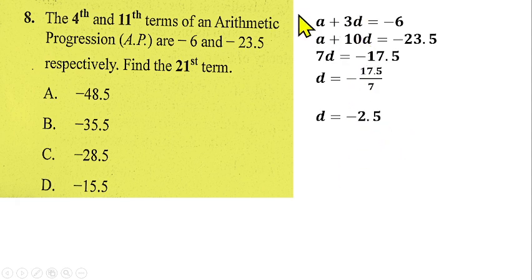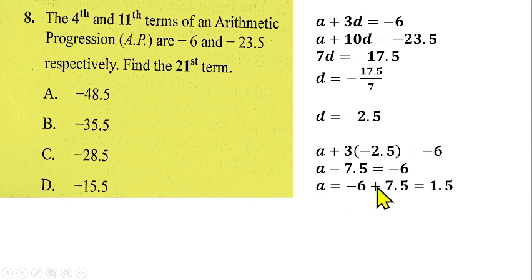Then we can substitute that into any of the two equations to get our a. So a plus 3 into minus 2.5 equals minus 6. That means you have substituted into this first equation. Then you have a minus 7.5 equals minus 6. You have opened the bracket here. So a will be equal to minus 6 plus 7.5, and that should give us 1.5. So we have the first term, we have the common difference, so we can find the 21st term.